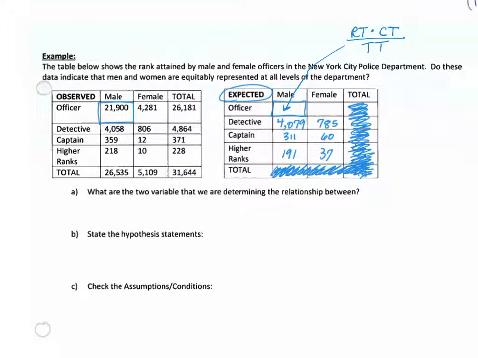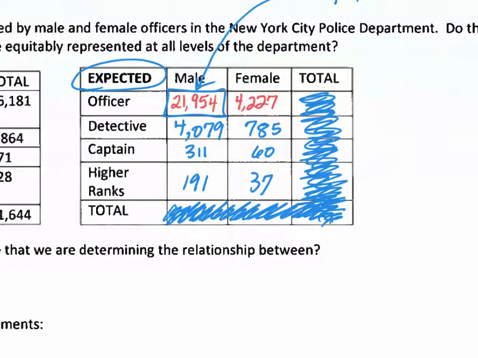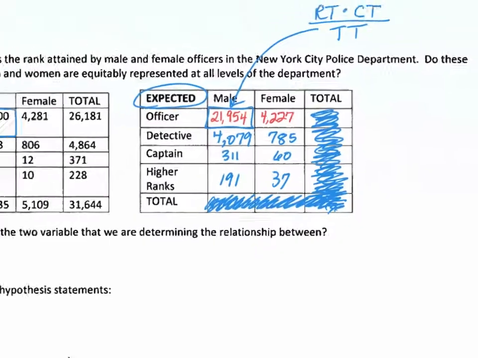So we're going to take a moment and I'm going to let you fill in those two and we'll check them and see if you get those two correct to make sure you know how to do that. So if you did those two formulas correctly, then you got 21,954 male officers and 4,227 female officers are expected. And so that was just filling in those formulas correctly.